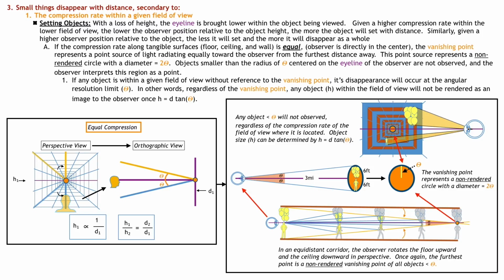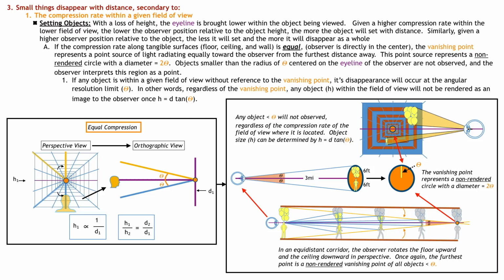So with the loss of height, the eye line is brought lower within the object being viewed, just like how we brought our eye line lower within that gray box shown earlier in the perspective view. We're just bringing our eye height down with respect to an object being viewed, and compressing that lower visual field. So given a higher compression rate within the lower field of view, the lower the observer position relative to the object height, the more the object will set with distance. If that object moves away from you, the more of it will set. Similarly, given the higher observer position relative to the object, the less it will set, and the more it will disappear as a whole.